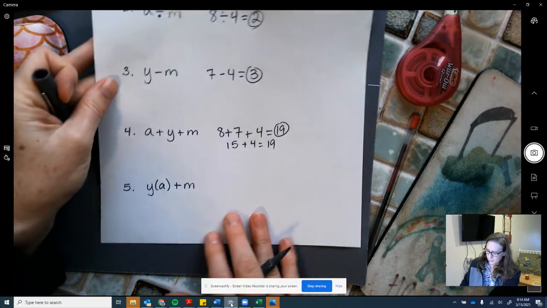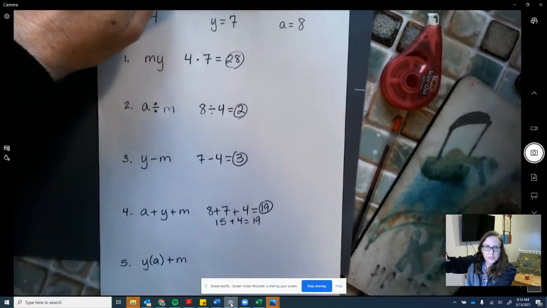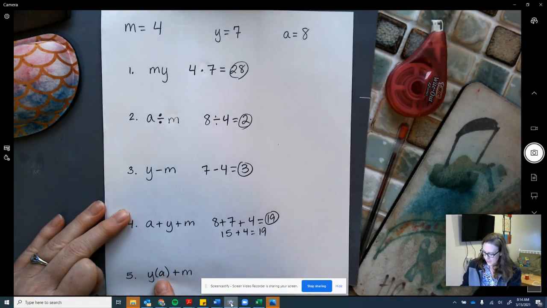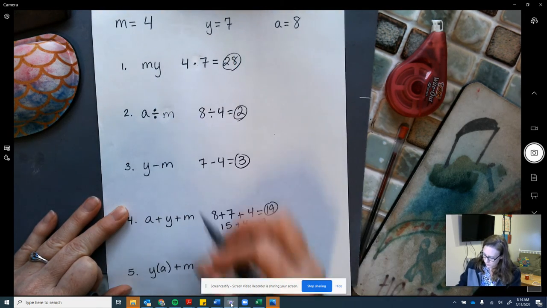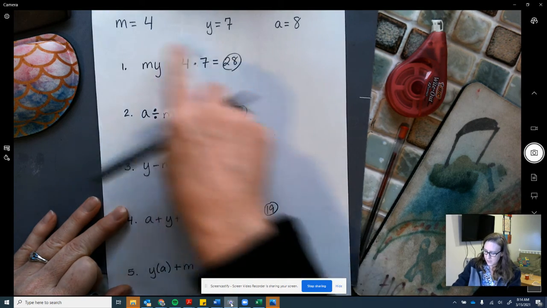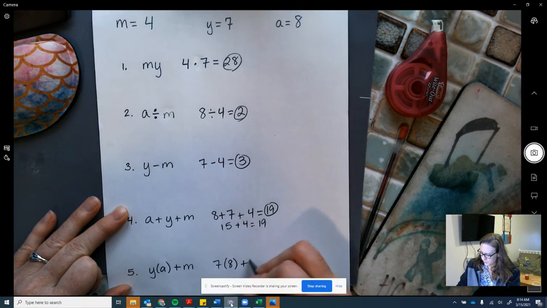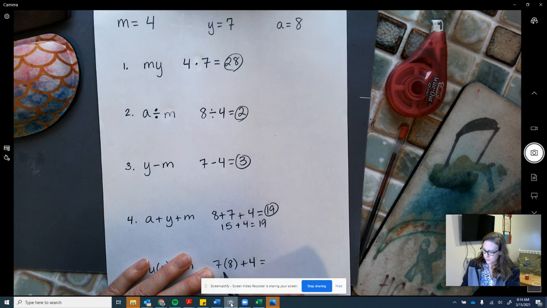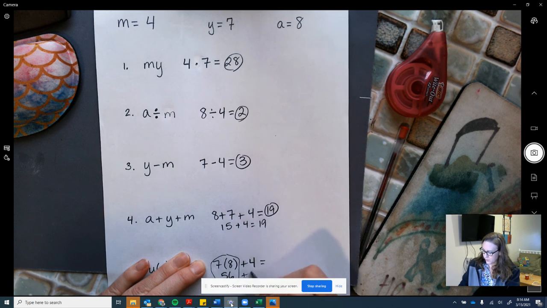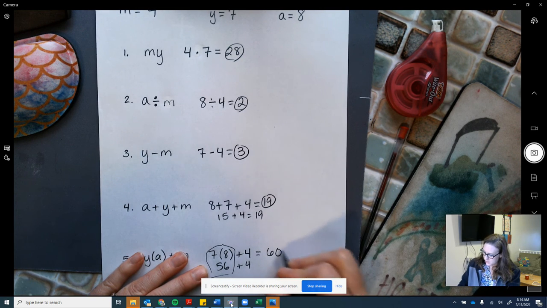Last one. Y times A plus M. So we're going to rewrite it where Y is 7 times A, which is 8, plus M, which is 4. Right? So solving it using the order of operations, we've got to do our multiplication first. So 56, bring down the rest of it exactly the way it is. 56 plus 4 is 60.